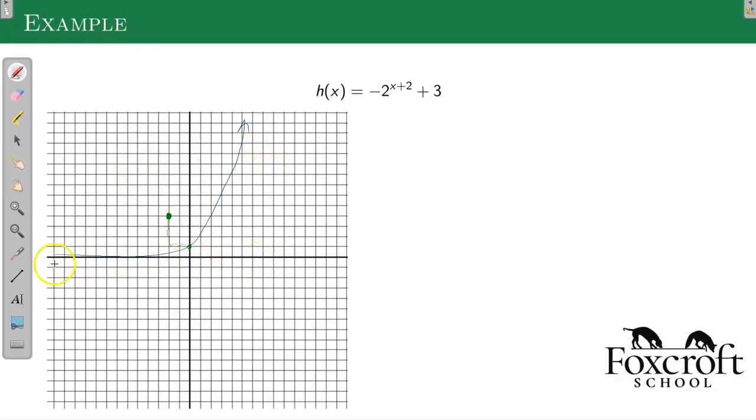The horizontal asymptote at 0 is also going to move up 3. Again, I'm going to put it as a solid line just because it's quicker, but it should be a dotted line. That yellow is my horizontal asymptote.